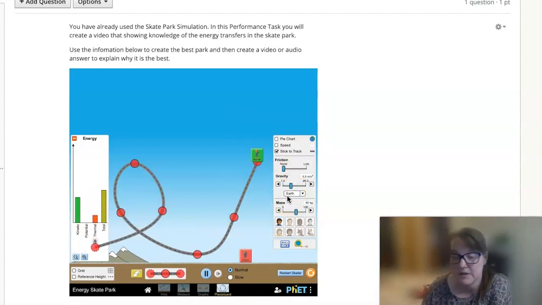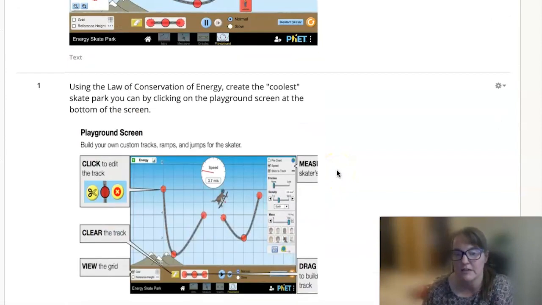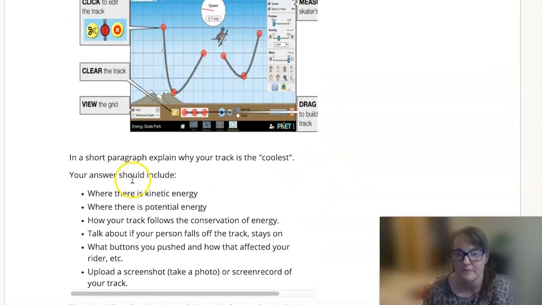Are they able to get around? Are they not? You're going to be on Earth. If you really want to change it to a different planet, by all means. But what you're going to need to do is once you have created this track, you're going to need to take a screenshot or take a picture of the track that you've built. Then you're going to need to come down here and you're going to need to answer these questions.